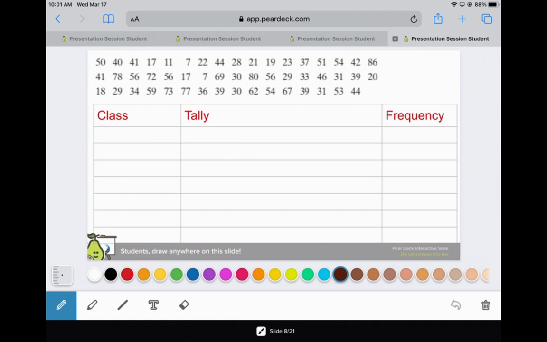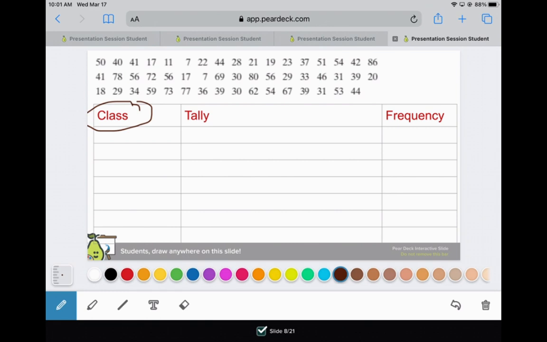We're going to talk about the tally, and then we talk about the frequency. The first column, to construct the class, is going to be the hardest step, the hardest column to work on, okay? The tally, the frequency, not too bad. Once you construct the first column, everything else is going to be okay.